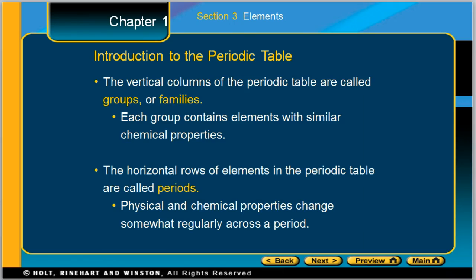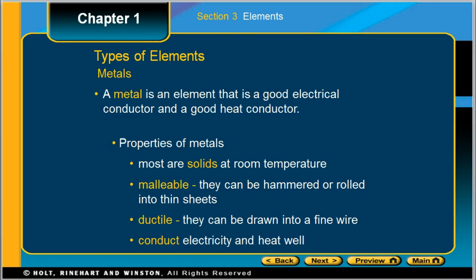If we now talk about the horizontal rows, the rows that go back and forth from left to right, they are called periods. And they also have similar physical and chemical properties, but they may change regularly across that period. So there are, as I said, metals, nonmetals, and metalloids.